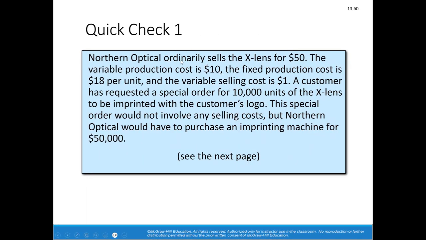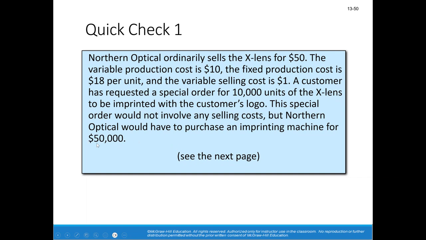Quick check one. They ordinarily sell the Excellence for $50. The variable production cost is $10. Fixed production cost is $18 per unit. Variable selling cost is $1. Customer has requested a special order for 10,000 units. The special order will not involve any selling costs, but Norton Optical would have to purchase an imprinting machine for $50,000. So what are our incremental costs?